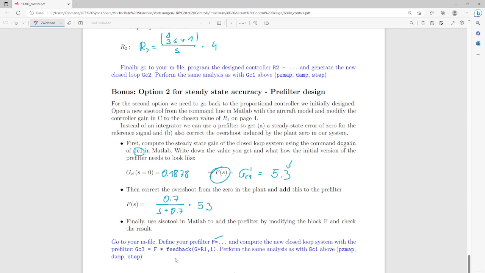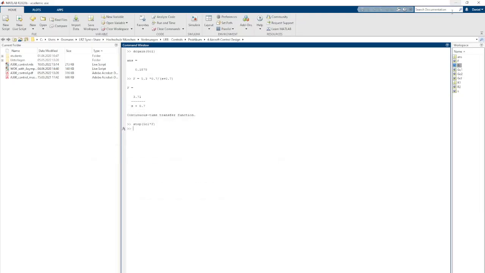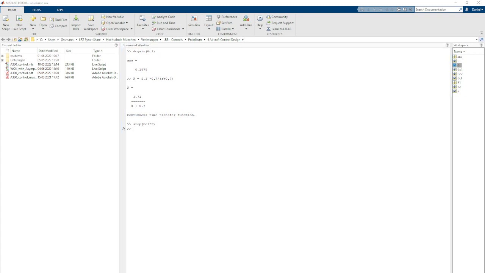Okay, so we did that. And we also took a look at the step responses. Obviously, you could calculate the damping, but I leave that for you if you want to play around a little bit more. Okay, that's it for this A300 design.